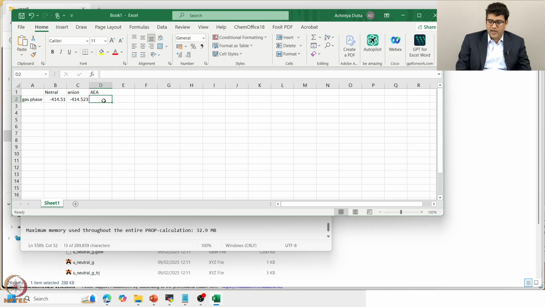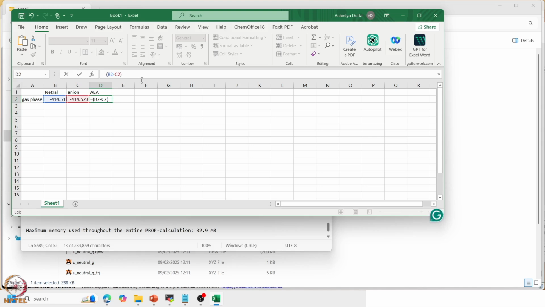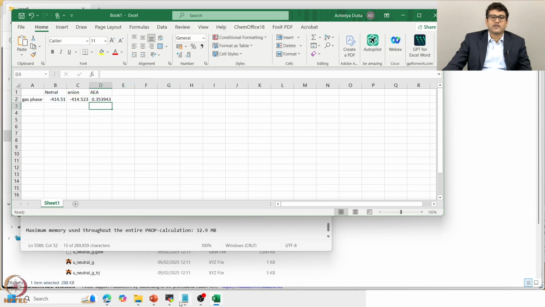And now if I calculate the AEA, this is neutral minus anion, and I want to see it in eV because my experimental value is in eV. So this is what I get. Gas phase is 35 eV. Now let us check the solvent phase.